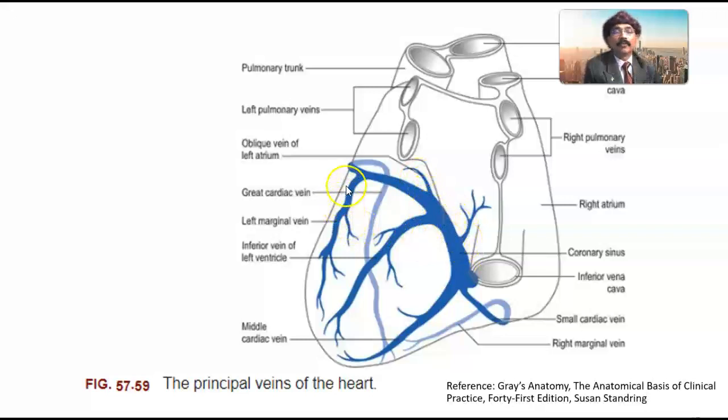Okay, so we have the great cardiac vein. This is the middle cardiac vein here. This is the small cardiac vein. This is the right marginal vein. The right marginal vein is a continuation of the small cardiac vein, or it may be independent. It may open into the right atrium directly. There is a possibility also.